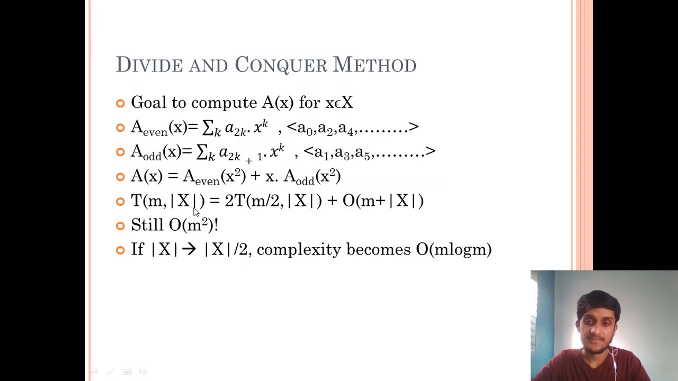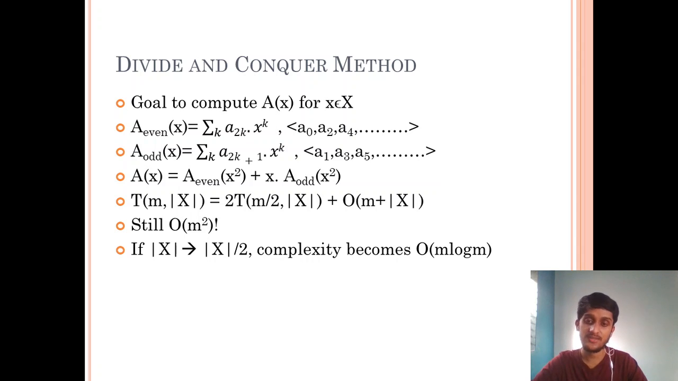So if the size of x would reduce to half, then it would just be a recursion in one variable, and that would solve to order m log m. Okay, so how could we achieve that? What would be the set of numbers x which, when squared, for inputting in a1 and a odd, reduces the size of the set to half? That would be the square roots.